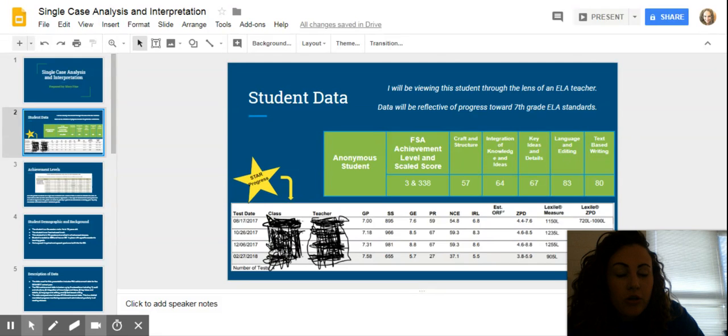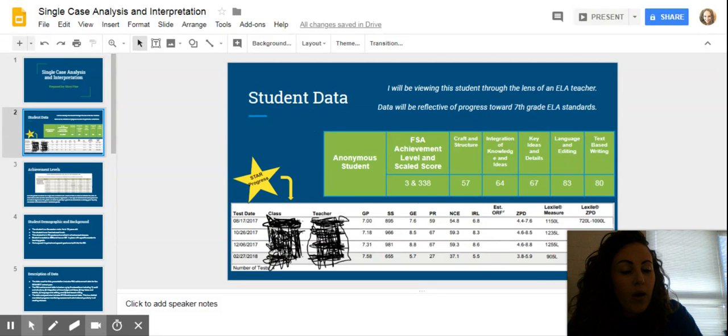I just wanted to go over a couple things about your student, and I thought maybe we would start first by talking about the achievement levels and what the Florida Standards Assessment scores look like during your student's sixth grade year. So, to get things started, you can see here that your student scored an achievement level of 3 out of 5 on the FSA, and their scaled score was a 338.